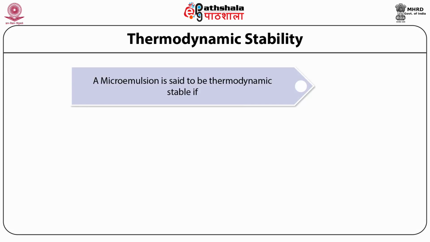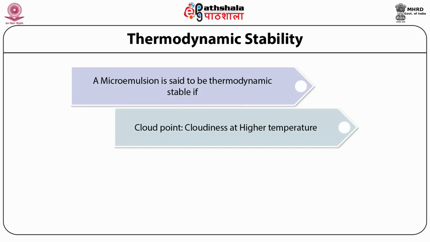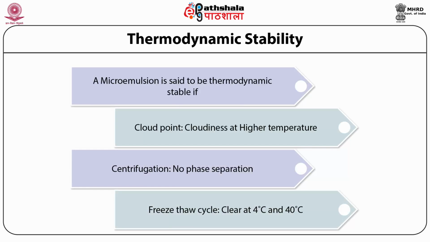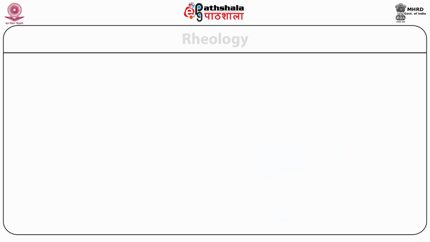A microemulsion is said to be thermodynamically stable when the cloud point is as high as possible, centrifugation gives no phase separation, and during freeze-thaw cycle analysis, a clear solution is obtained even at 4 degrees Celsius and at 40 degrees Celsius.